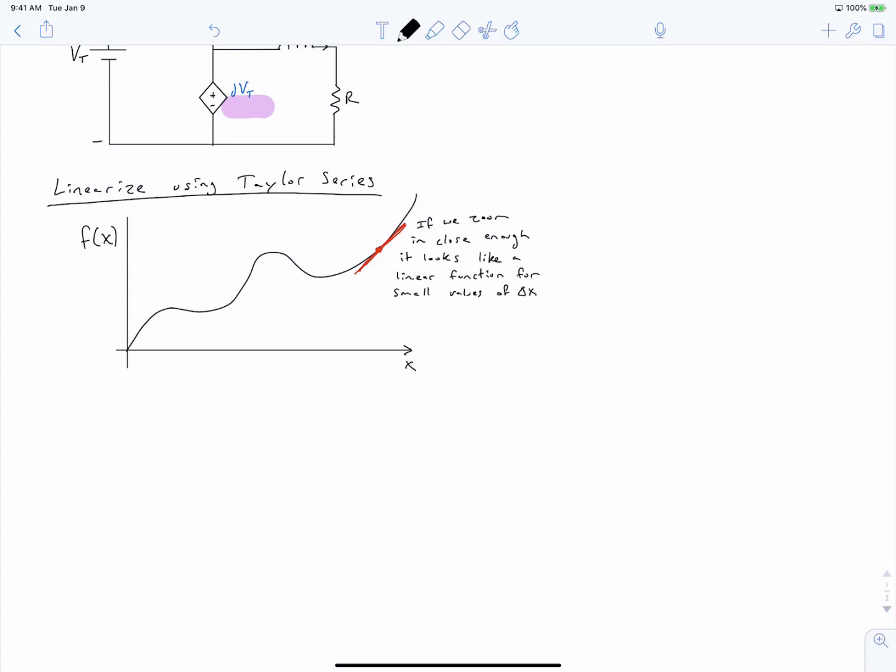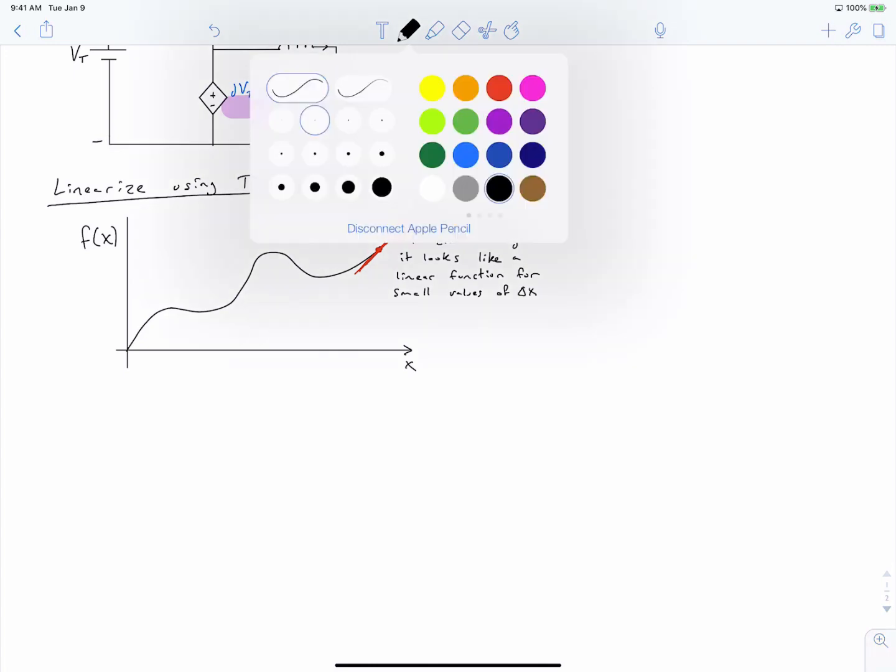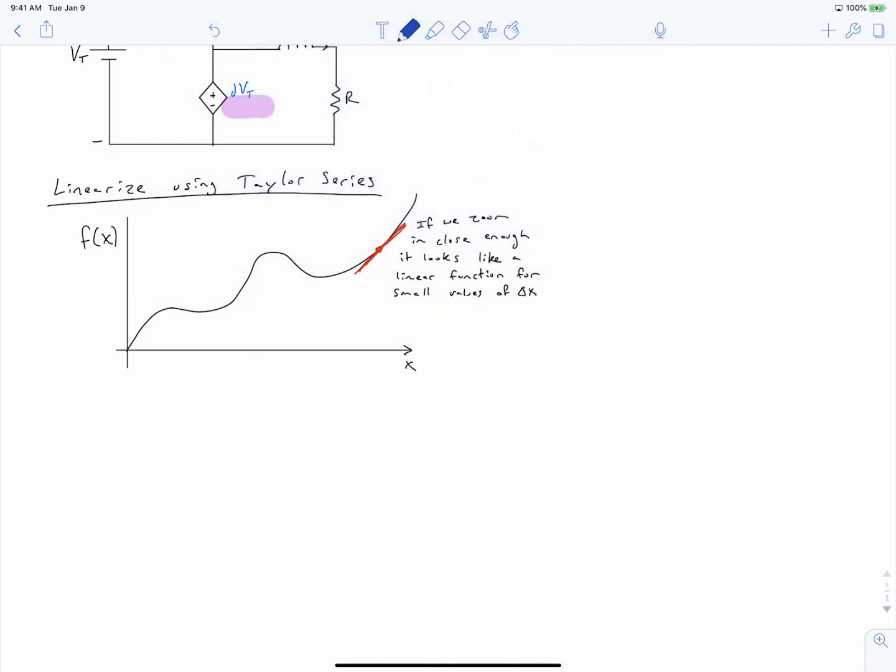And this property holds for only small changes in x. It wouldn't do us any good to use our straight line about a point over here. But for some small variations in f(x) and some small variations of x, we can fairly accurately model this as a linear relationship about a bias point. So our bias point was the point that we chose to calculate the slope of the line at.